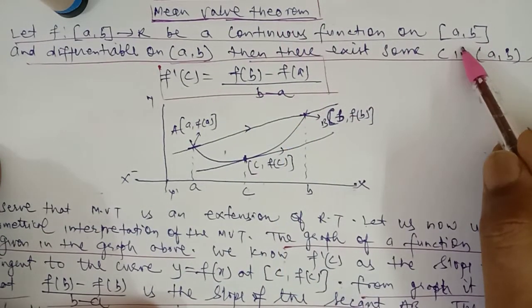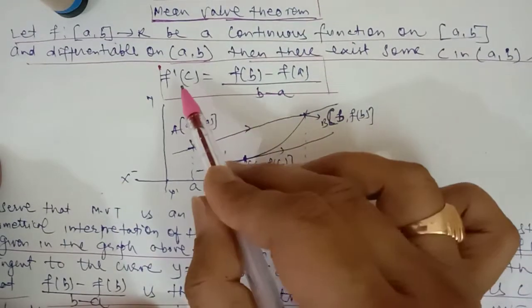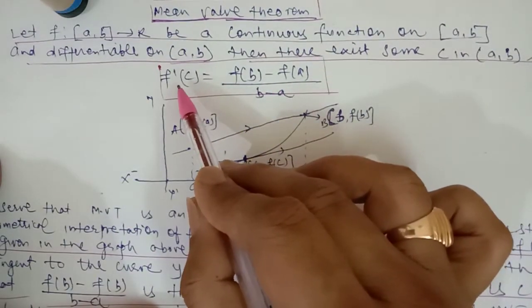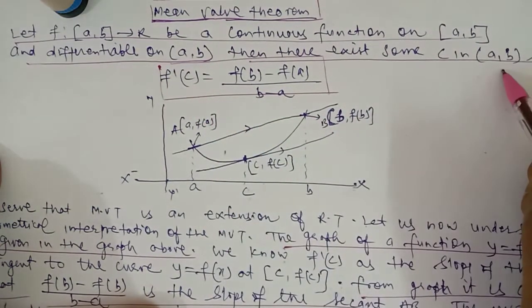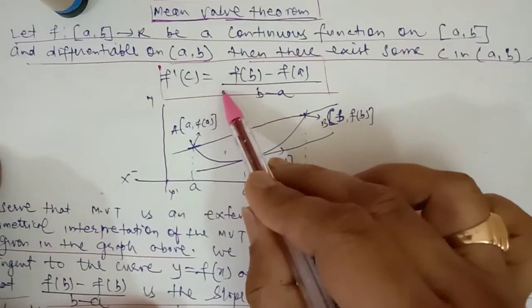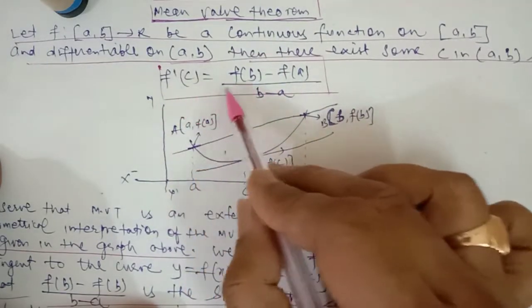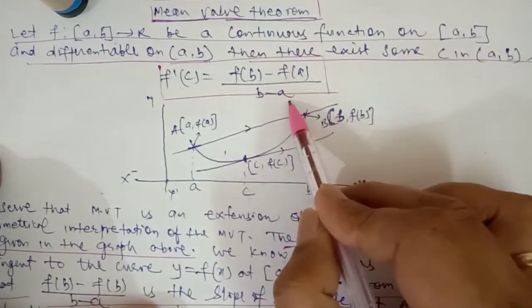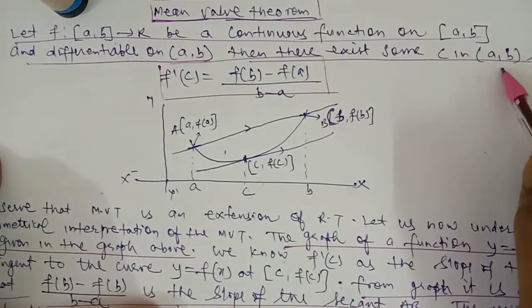If these conditions are satisfied, then we say that the function satisfies the mean value theorem in this closed interval [a, b]. The difference between the mean value theorem and Rolle's theorem is this: in Rolle's theorem we put f'(c) equal to 0, and that point c lies in the open interval (a, b). But in the mean value theorem, in place of f'(c) equal to 0, we have f'(c) equal to (f(b) minus f(a)) upon (b minus a), and the point c we get must lie in this open interval (a, b).